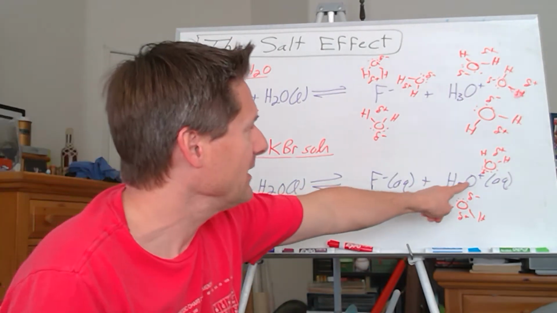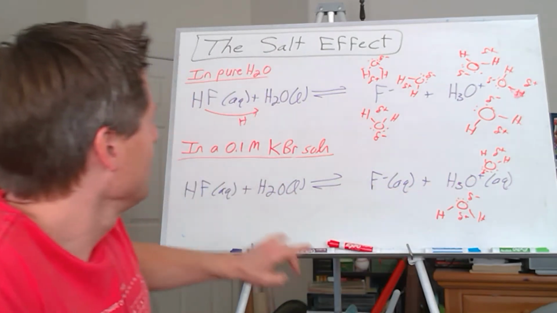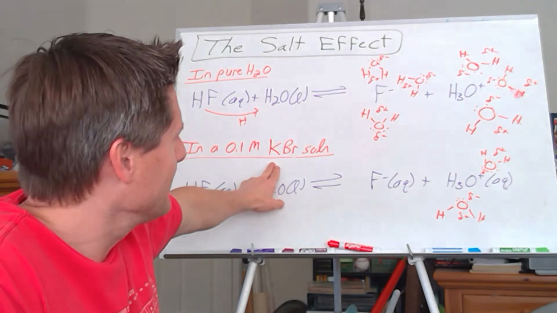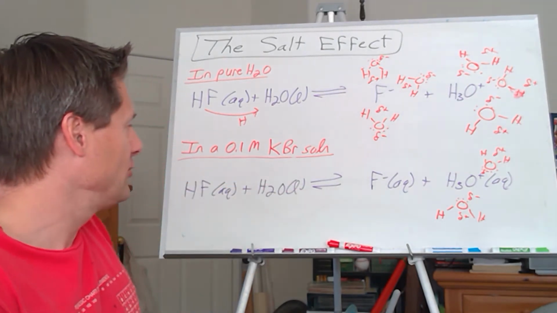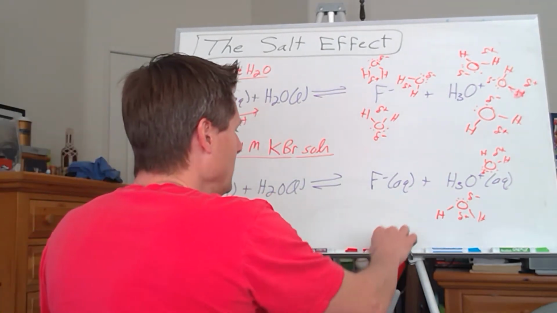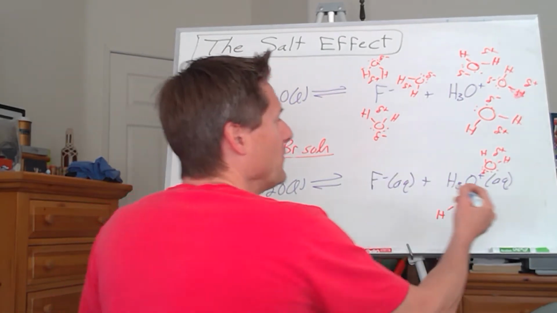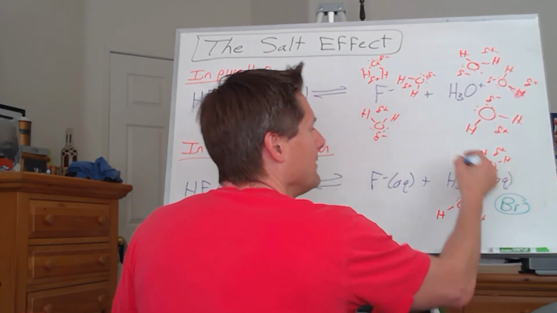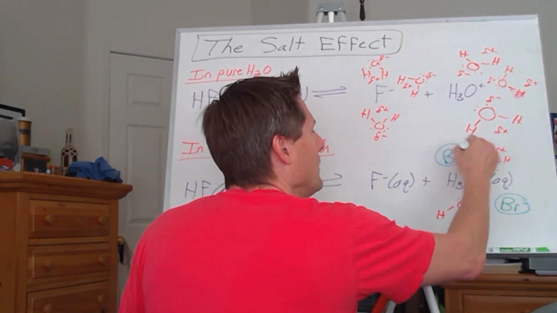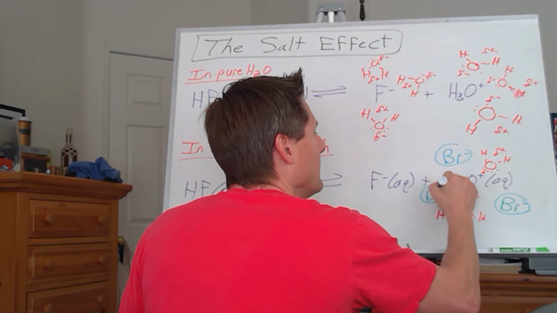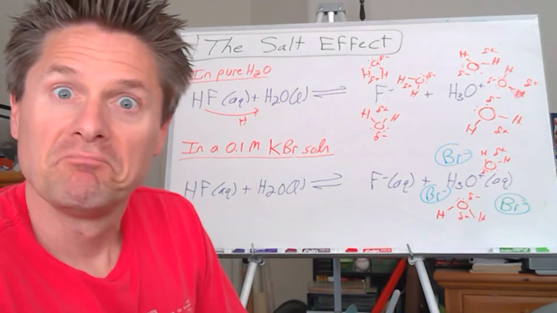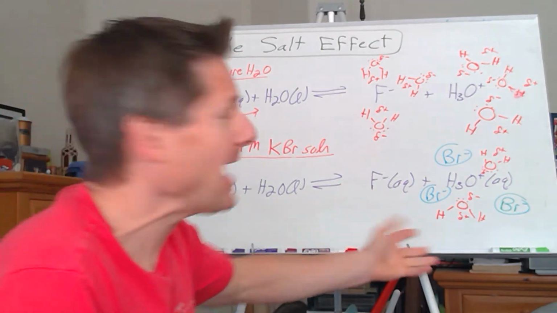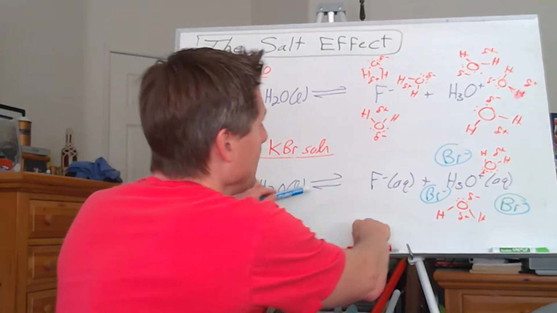But don't you think these positive hydronium ions are probably going to be repulsive towards the positive potassium, but slightly attracted to the bromide ions? Let me do the bromide ions in blue here. Aren't you going to see some bromide ions getting around and surrounding that hydronium ion? They're electrostatically attracted to it. It's not going to form a reaction, but it gets around there. And the same with the fluoride.